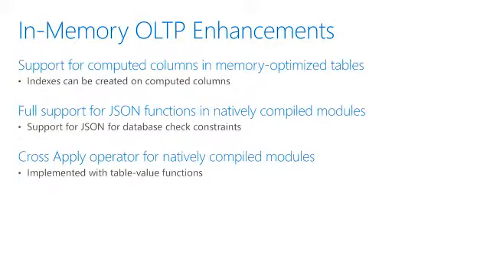In SQL Server 2017, we continue to enhance the in-memory OLTP support. We've added support for computed columns in memory-optimized tables, and the ability to create an index on these columns. This allows transactions to use predicates on these computed columns to improve performance. Though not completely performance-focused, SQL Server 2017 also provides full support for using JSON functions and natively compiled stored procedures. We also implemented a cross-applied join with table value functions.